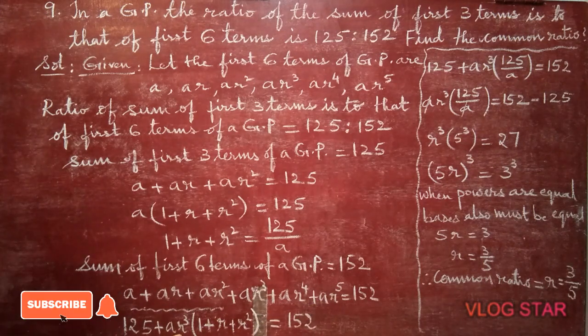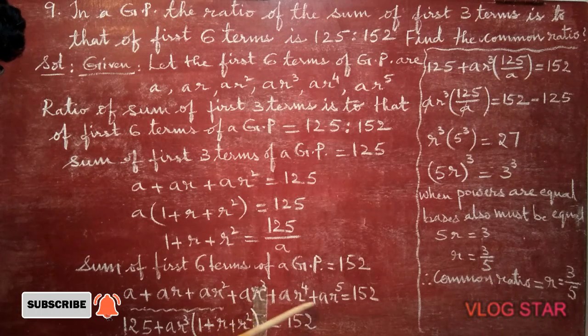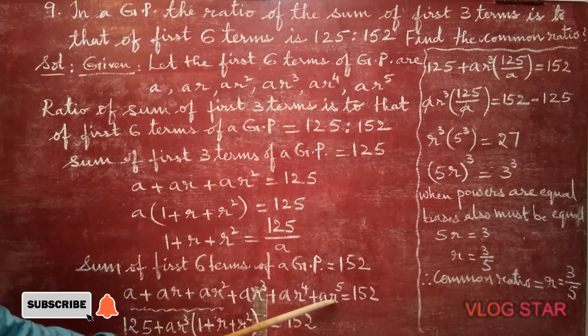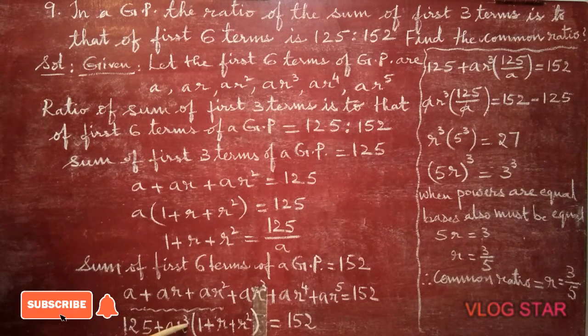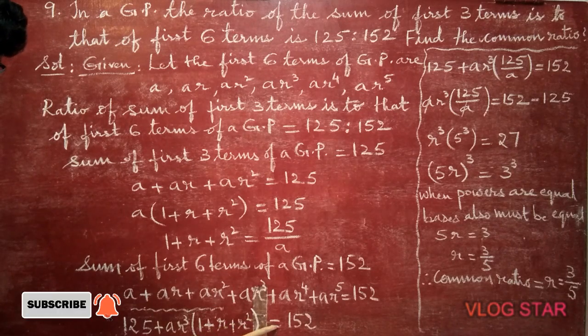In that, AR cube is common. AR cube is there, here also AR cube is there, here also AR cube. So when you take AR cube common, here 1 will be there, here one more R will be there, here two more R's will be there: R cube, R to the power of 4, R to the power of 5 become 1, R, R square. So you take AR cube common: AR cube into 1 plus R plus R square is equal to 152.